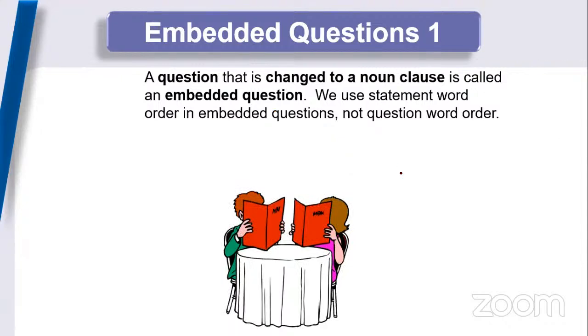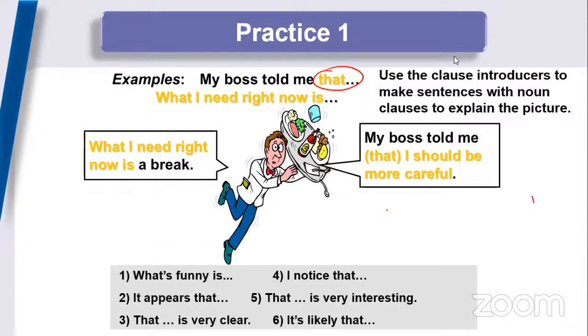Teacher, I have one question. Is it okay if I say it appears that it will be rainy tomorrow? It appears that it will be rainy tomorrow. Yeah, it appears that it will be. We can use that also.